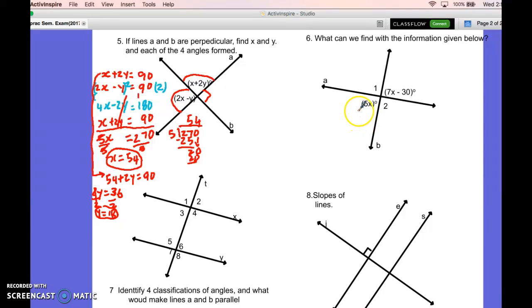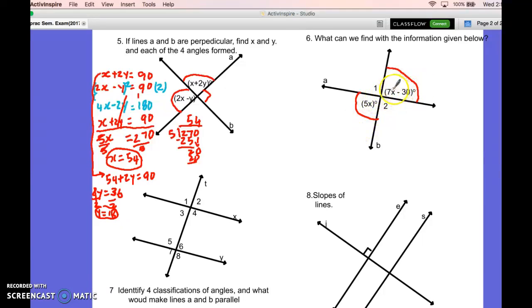How about another look? Let's take a look at what we've got over here. What can we find with the information given below? Here we've got something similar to what we just had, but it doesn't tell us that these lines, A and B, are perpendicular. But we can still find x. So how can we find x? Well, this angle here that I'm going to mark with the arc is 5x, and this other one is 7x minus 30. How can I find the x?